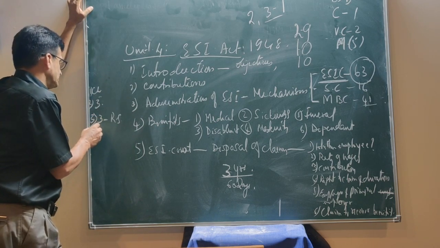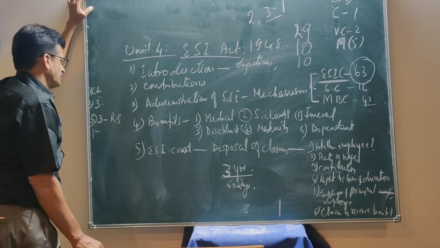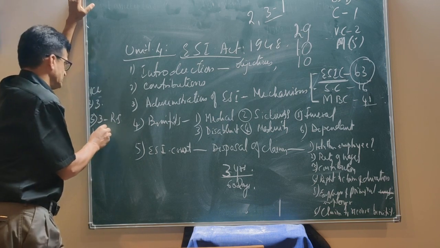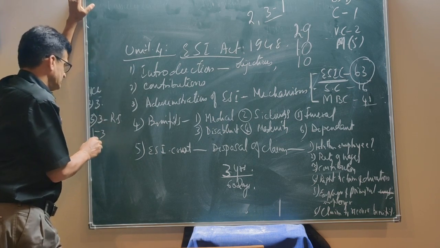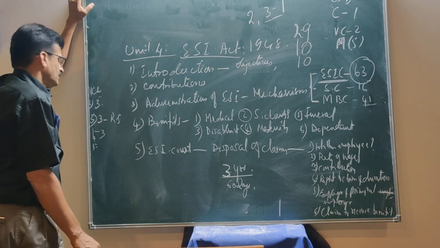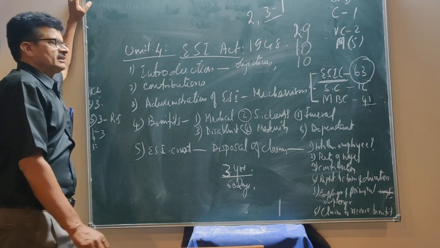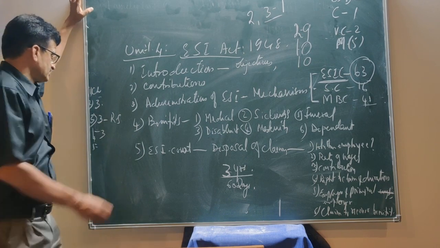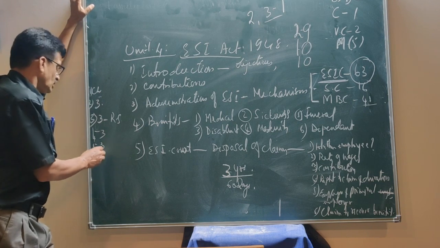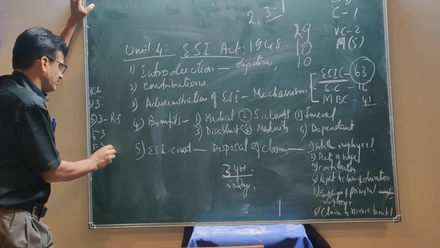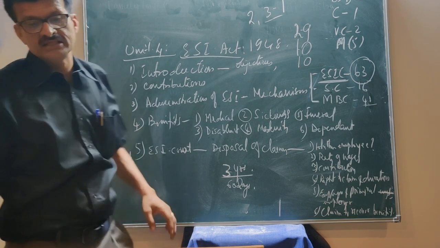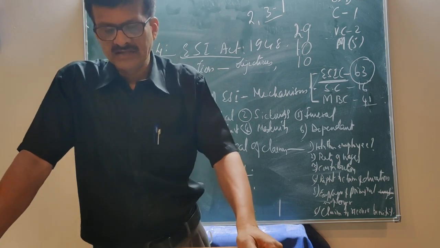What is the other composition? Three members represent the employees, to be nominated in consultation with the employer's organization. Then the next one, three members representing employers, but those are to be made in consultation with the employer's organization. Okay. Then we have got two members representing the parliament.